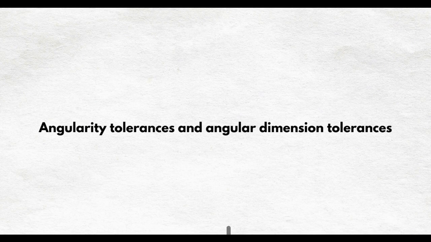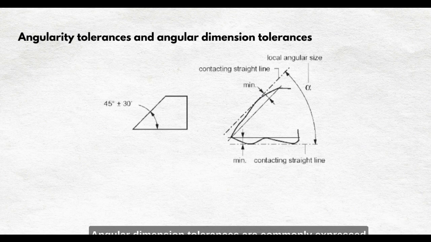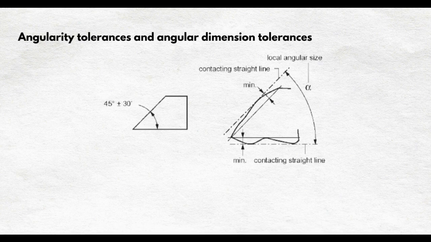Angularity tolerances and angular dimension tolerances. Angular dimension tolerances are commonly expressed using angular grades or minutes in relation to the nominal angular size. For example, a tolerance might be specified as 45 degrees plus or minus 30 minutes.